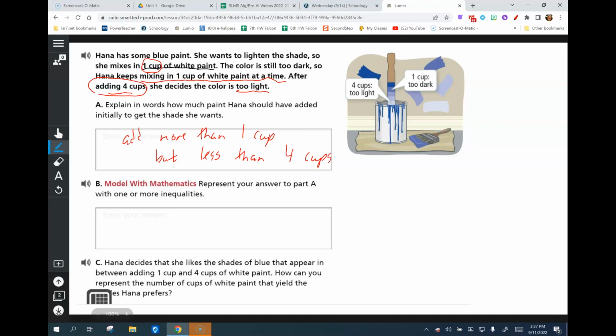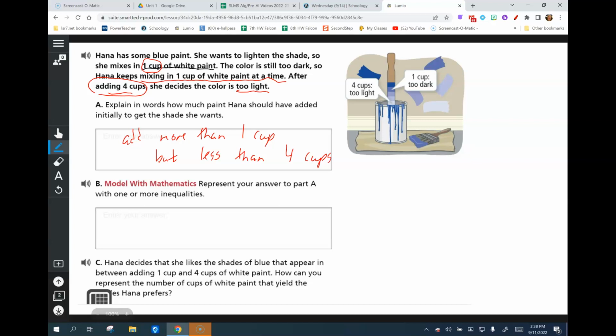is compound inequalities. So compound, if you think about compound, it's a mixture of things. And so we're going to take and mix some inequalities together. So on this one, we're going to actually symbolize what those mean. Represent your answer to part A with 1 or more inequalities.